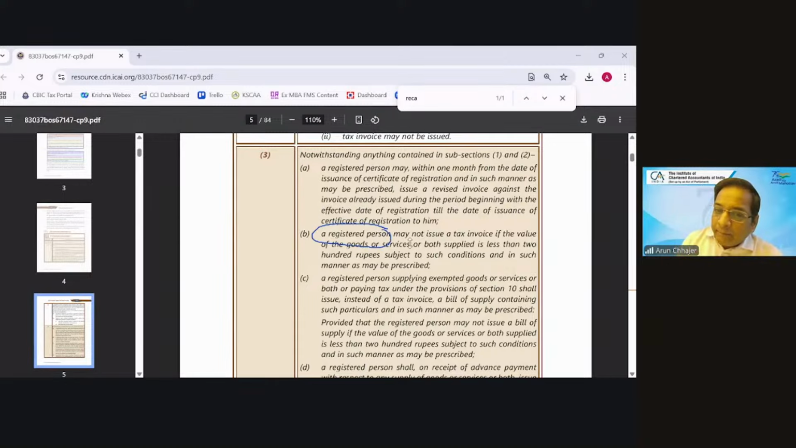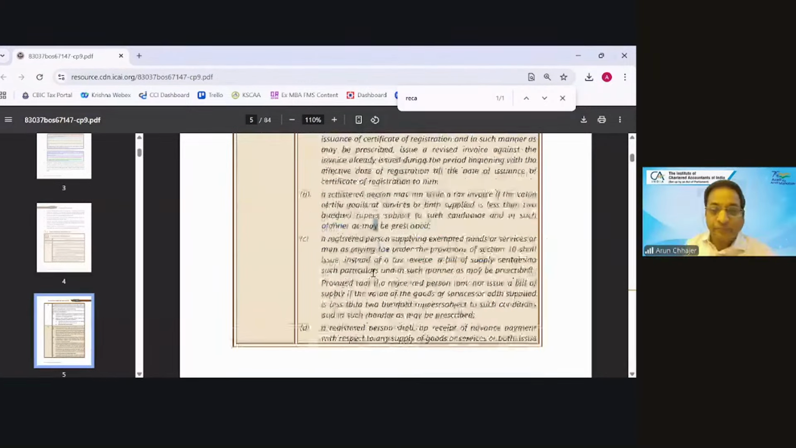Registered person may not issue the tax invoice if the value of the goods or services is less than 200 rupees, in such manner as may be prescribed. What is the manner that we will discuss in some time? But remember, clause B says that if the value is less than 200, then he may not issue the tax invoice. तो उसे क्या करना पड़ेगा? What document he is required to issue? Just wait for some time.